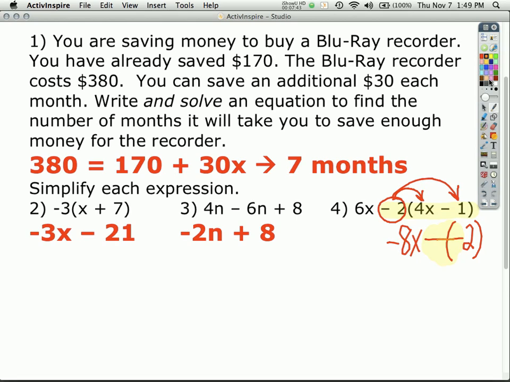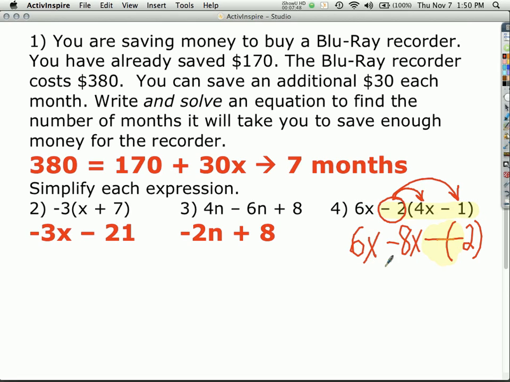But we have not used the 6x yet. So the 6x is going to come down. And now you see that we have 6x, a negative 8x, and a positive 2. Now combine like terms just like you did here. So if you can be successful on number 3, then you can be successful here as well.